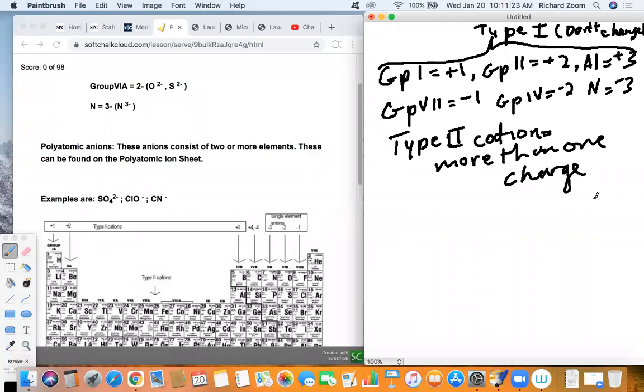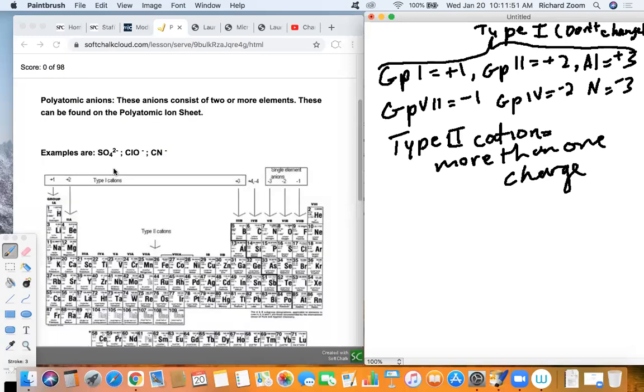Does anybody have any questions so far? We also have to deal with what we call polyatomic ions, which are these guys here that have more than one element in them. And again, this is something you don't have to memorize. You're given the sheet in any test that you'll be given, and you'll be able to figure out the structures and names based on that sheet.